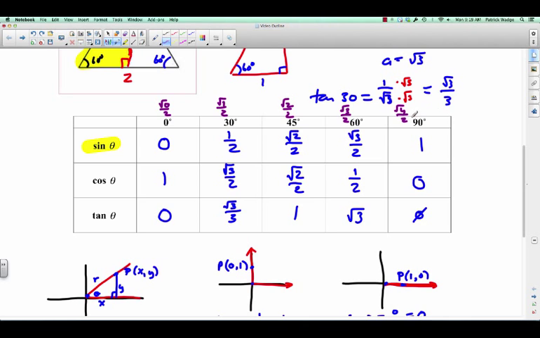Do you see that this actually works? I mean, that's a pretty easy pattern. Put everything over 2 and go square root of 0, square root of 1, square root of 2, square root of 3, square root of 4. What's the square root of 0? Square root of 0 is 0. So I just get 0 over 2, which is 0. It worked.